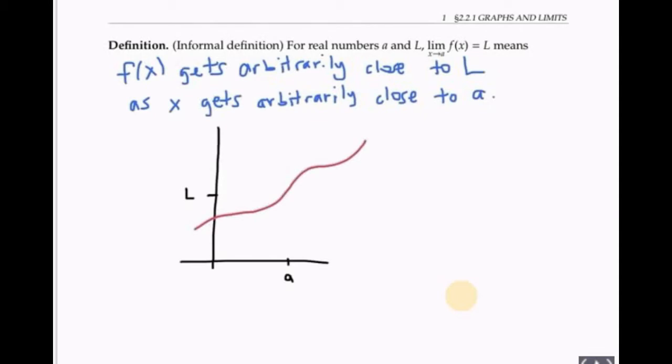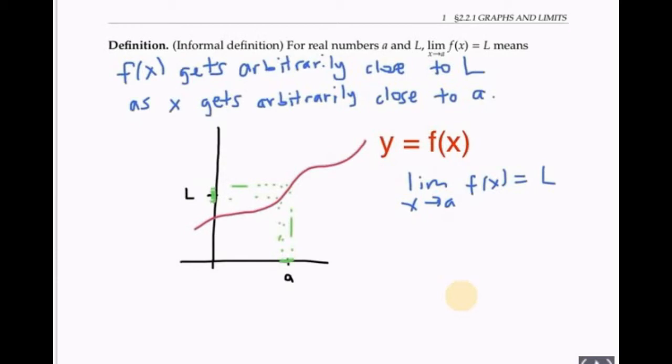In this picture, I can say that the limit as x goes to a of f(x) is L, because by taking a sufficiently small interval around a of x values, I can guarantee that my f(x) values lie in an arbitrarily small interval around L. Now, the limit does not care about f's value at exactly a.